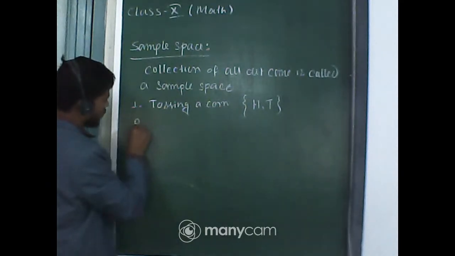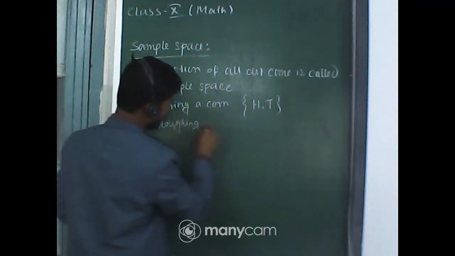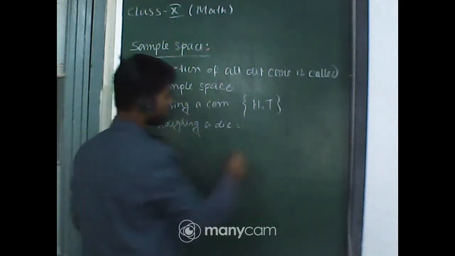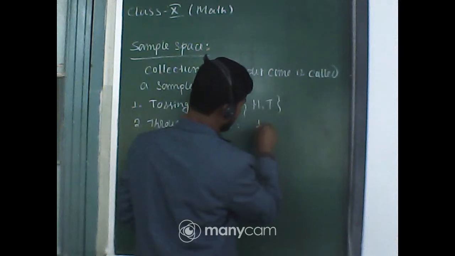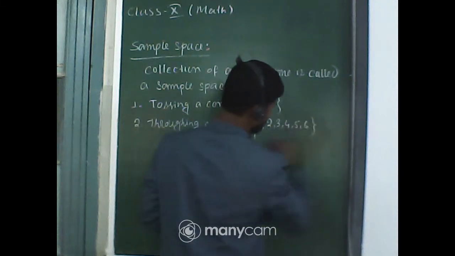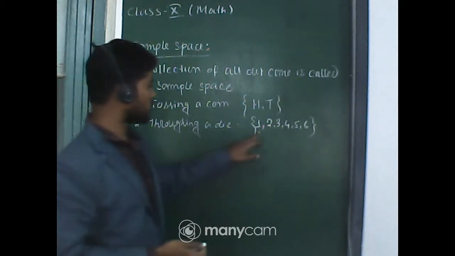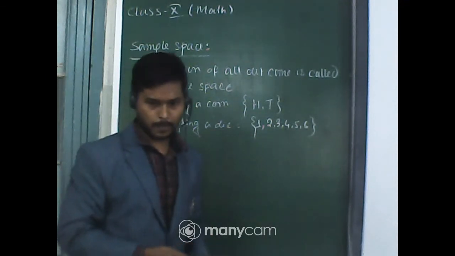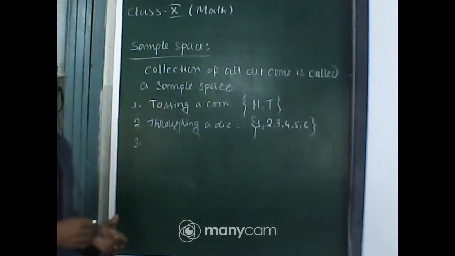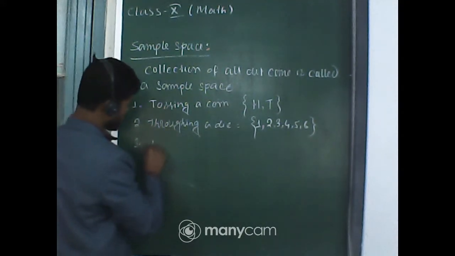Similarly, if I throw a die, what will be the possible outcomes? The possible outcomes are the numbers 1, 2, 3, 4, 5 and 6. So in case of throwing a die, the sample space is 1, 2, 3, 4, 5 and 6. Another example: suppose we have 2 coins and we are tossing the coins simultaneously. In that case, what will be the sample space?